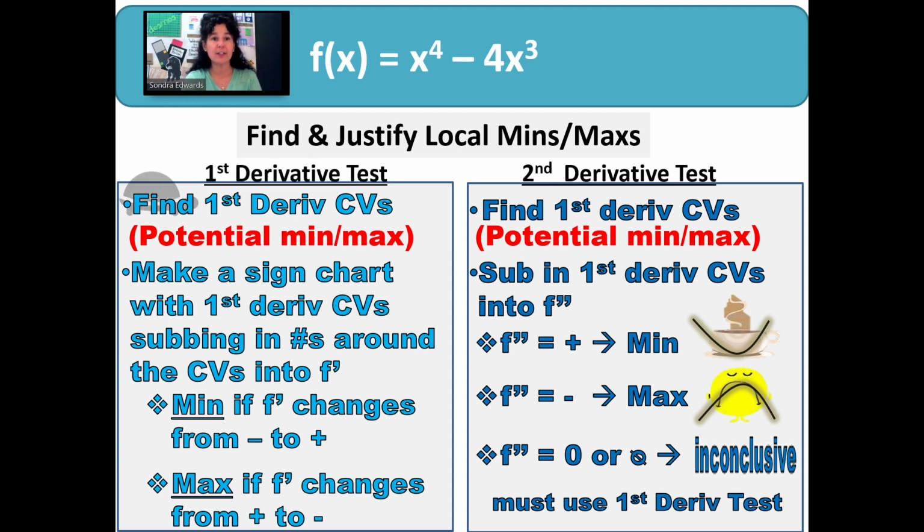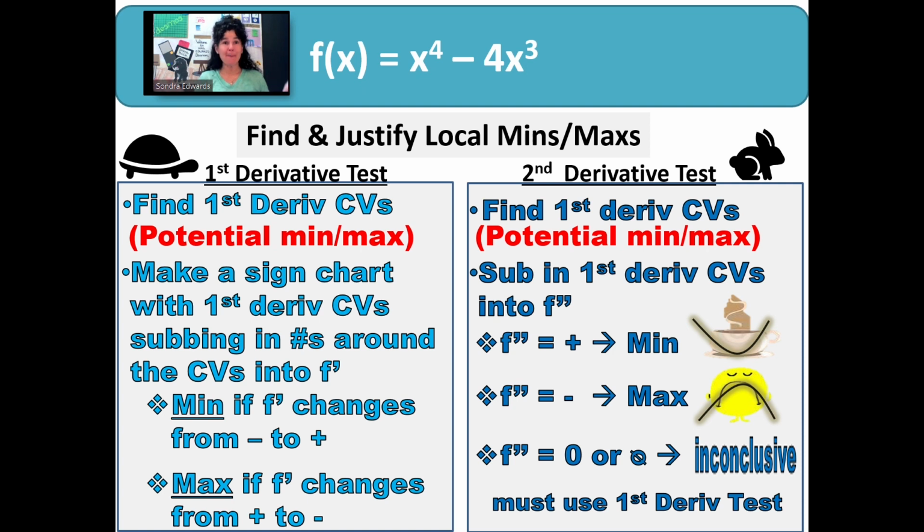The first derivative test is slower in general, and the second derivative test is faster. It's a shortcut, but a shortcut, like most shortcuts, it doesn't always work. So then you have to return to that first derivative test.